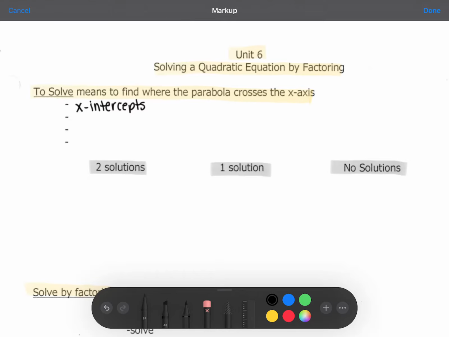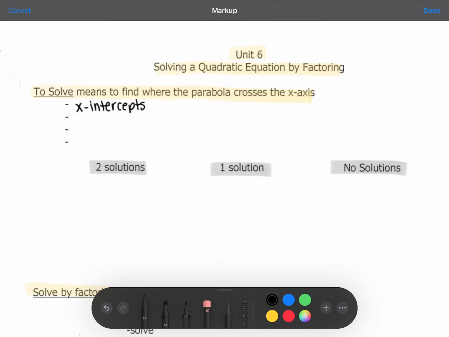And there are multiple ways to solve them. One way is factoring, which we're going to talk about today. Another way is using the quadratic formula. There's another method called completing the square. And there is, of course, graphing. We're going to talk about probably most of those. I don't know if we'll have time to do completing the square, but today we're only going to focus on factoring to solve a quadratic.